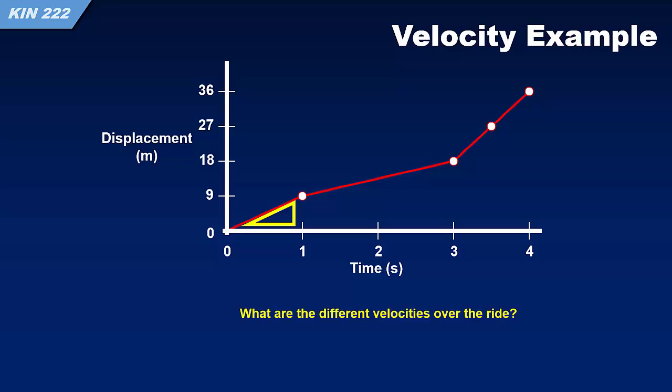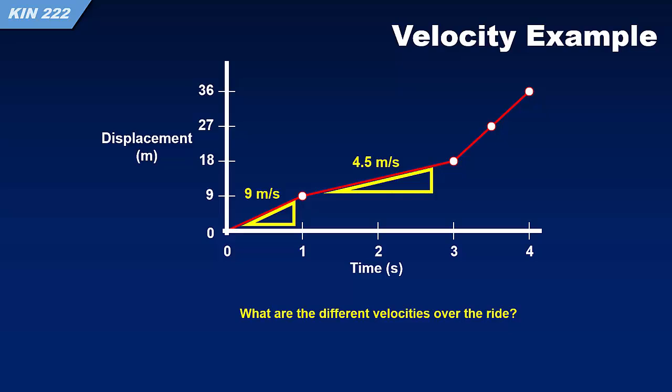In this first 1 second section, the displacement is 9 meters over a time of 1 second. That gets us an average velocity of 9 meters per second across that first second. From the 1 second time point to the 3 second time point, the cyclist is traveling again 9 meters, so 18 minus 9, except the time period is a full 2 seconds. So that would be 9 meters divided by 2 seconds, which gives us an average velocity of 4.5 meters per second across that time period.